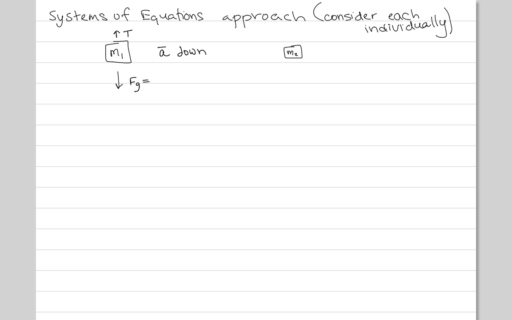And the force of gravity, I'm just going to go ahead and calculate it really quickly. It was 0.2 times 9.81, and you get 1.962 newtons. And for mass 2, which also has a force of gravity, that's Fg2. So that one was 0.05 times 9.81, and you get 0.4905 newtons. But its acceleration is up, so this tension force is going up, and it's the same size as that other one.